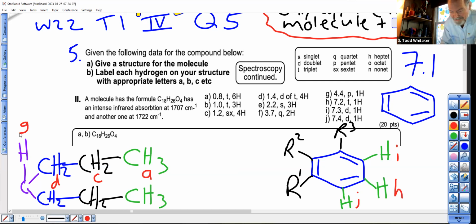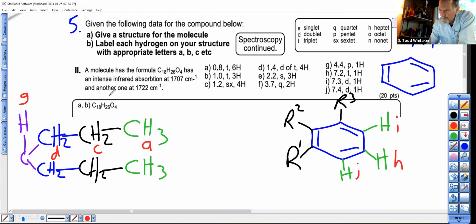We're over 10 points, guys. 2, 4, 6, 8, 10, 12, 14. You might want to even stop. 14 out of 20, not bad. And I mean, you could leave it like this and get 14 out of 20. I might not give it for G though, because you don't have the right ppm.